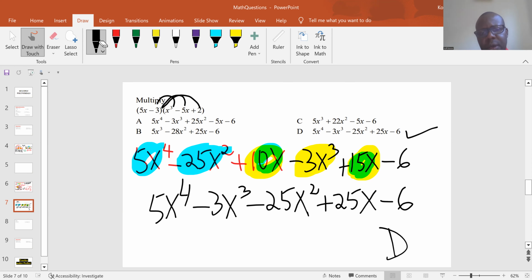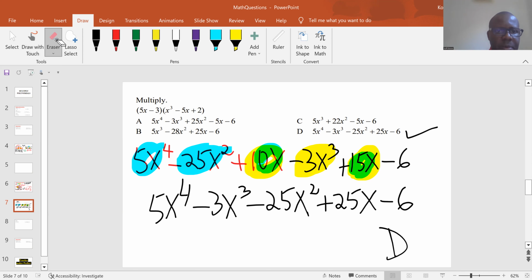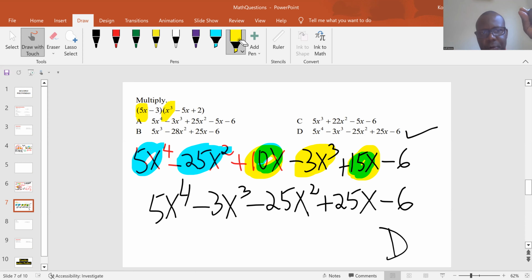Okay, but let's show you a quick way to solve this problem, where you don't need to do all of this because it's a multiple choice. You can find the answer quickly. How to do that? We know we're going to take 5x. We'll multiply 5x by x cubed. If you multiply 5x by x cubed, the power of x will change to 4. So we have 5x to the 4th power. So that will be the leading term.